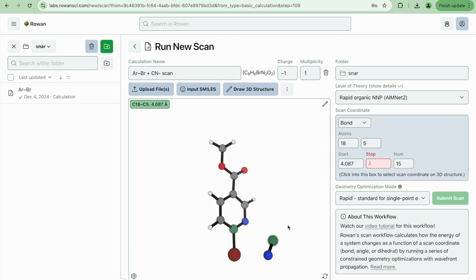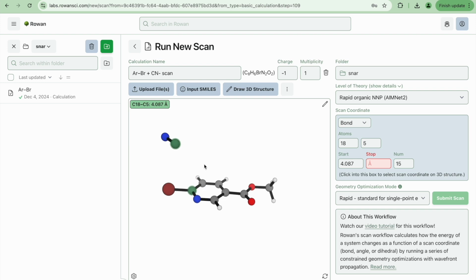We'll click carbon 5, and now this is saying that right now these are 4 angstroms apart. Okay, so let's say our start value is exactly 4, because we like round numbers. We'll say 1.5 angstroms is where we should stop the scan, which is about the length of a CC bond, so that's a very reasonable place to stop the scan. And then we'll say we want 30 steps. So now we'll say submit scan.